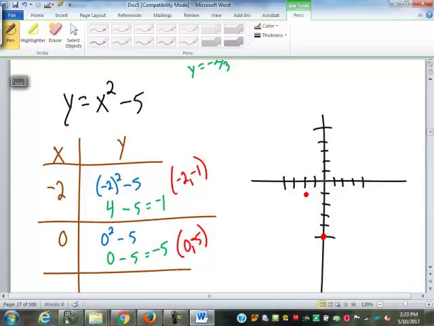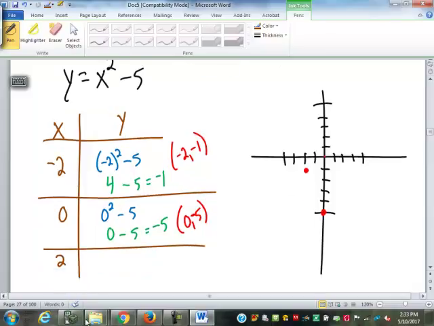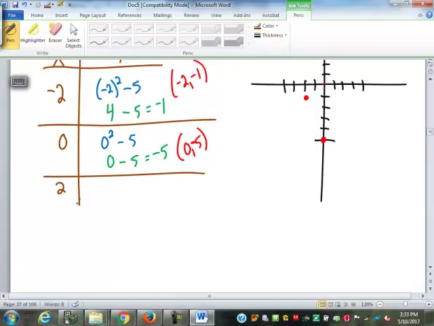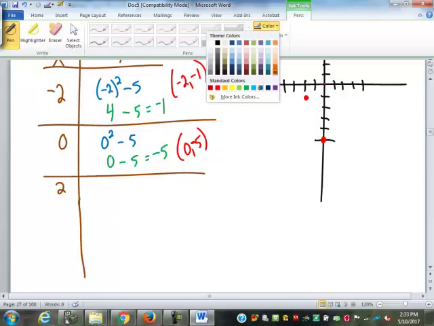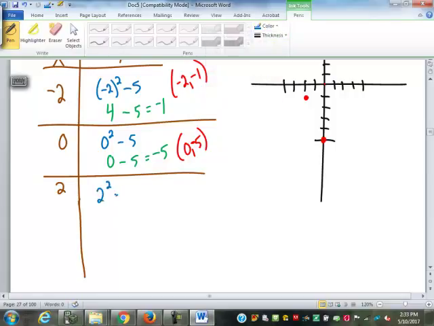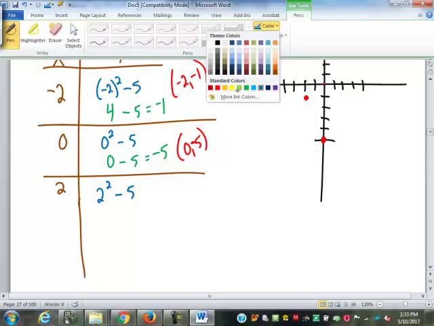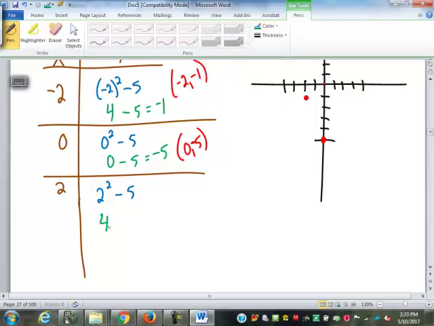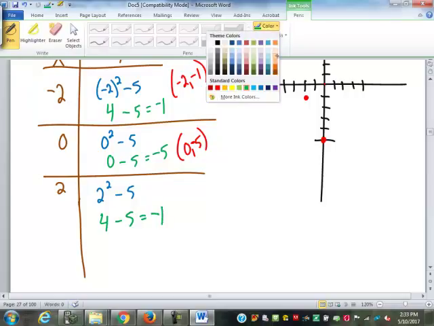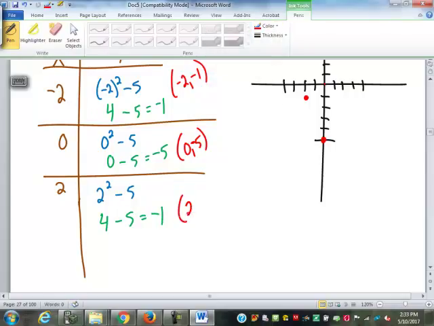Let's try the point x equals positive 2, since that seems to be working for us so far. If x is positive 2, y is 2 squared minus 5. What is 2 squared? 4. And 4 minus 5 is negative 1 again. So we get positive 2, negative 1. This is a point over here. We can see this is going to be symmetrical.